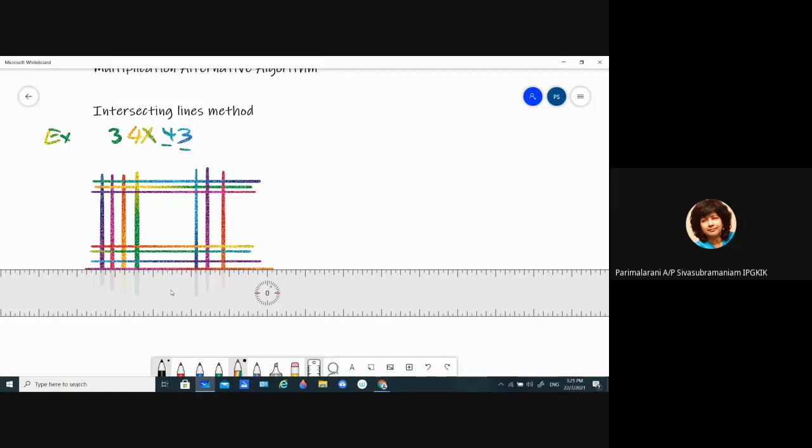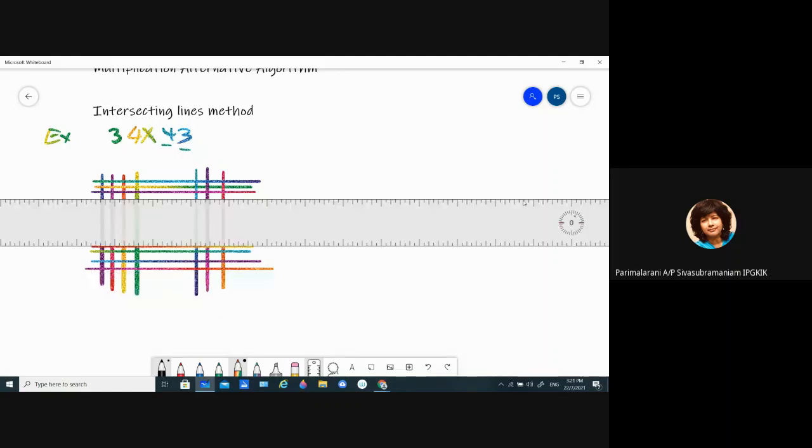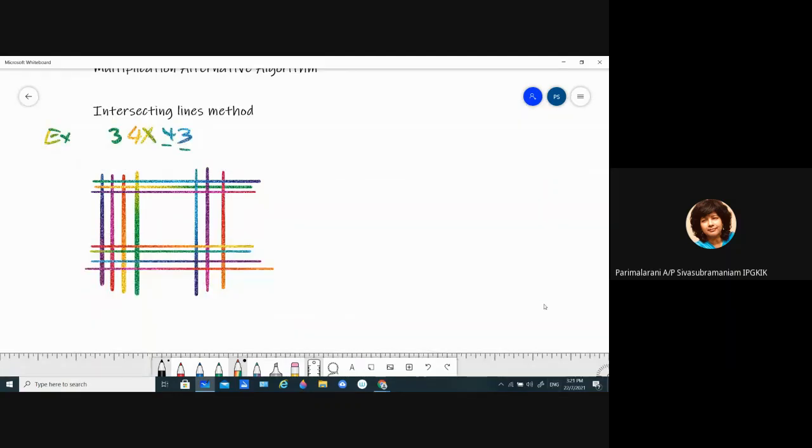34 times 43, okay? So I have 34, this 1, 2, 3, 30 and 4. 1, 2, 3, 4, 34, okay? This way I have 1, 2, 3, 4 is 40, 1, 2, 3, 43. So I have represented both the numbers, okay? Then I'm going to count the number of intersections in this area. How many intersections can you see in this area?